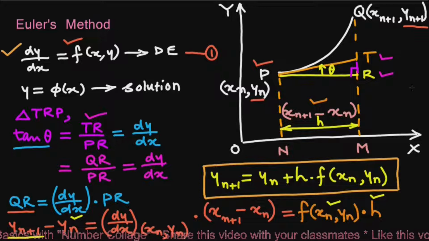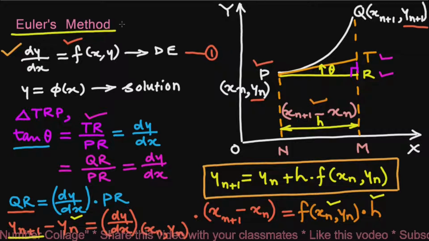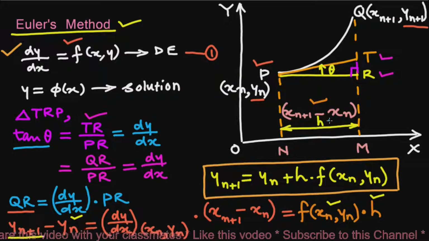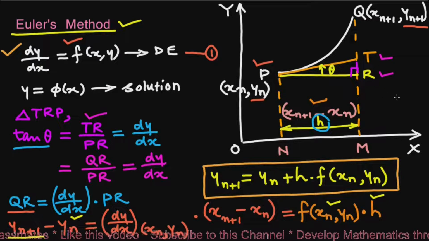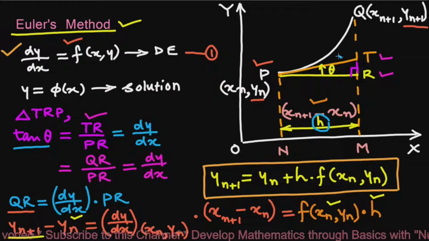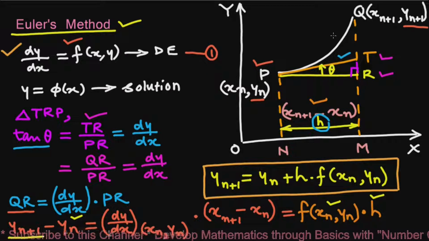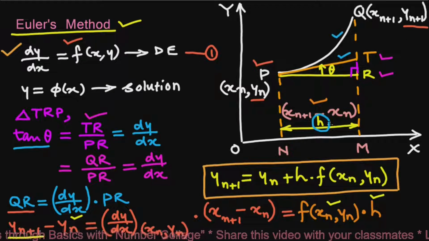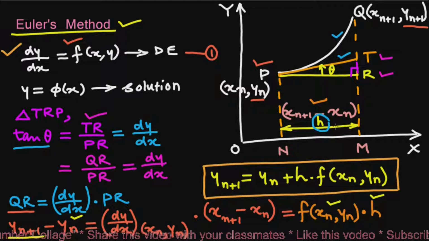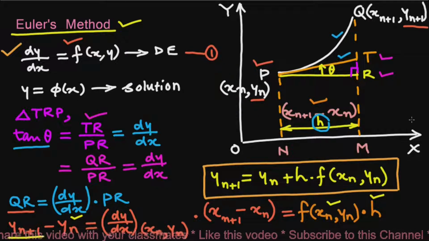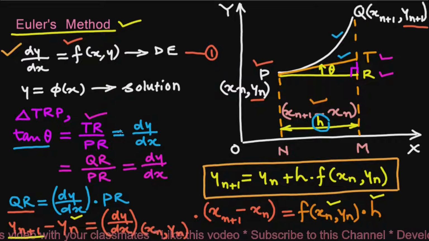Here we must note that Euler's method is more accurate when the step size h is very small, because then only this tangent PT will be approximately equal to the curve length PQ. If the step length h is not small enough, then we will not get better approximation by Euler's method.